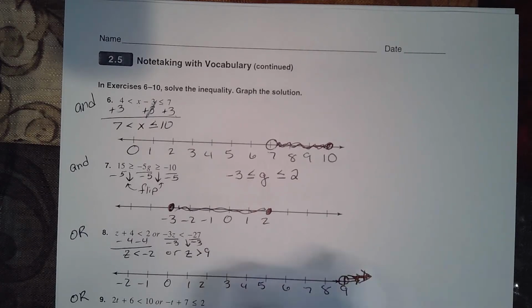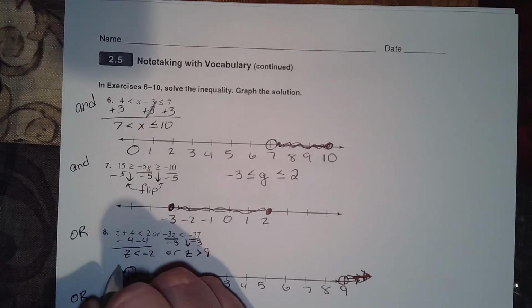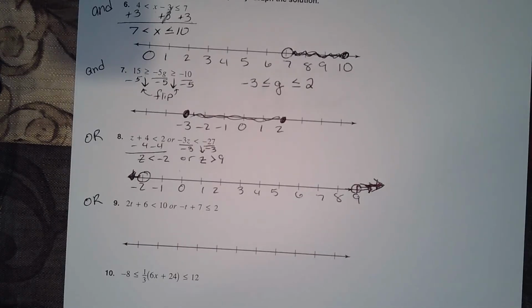And z is smaller than 2, and it is an open circle. So remember, both of these are open circles, and they are in their extremes on opposite sides. If you want to do it by multiples of 2, that would be fine. That would work. Number 9, same thing.